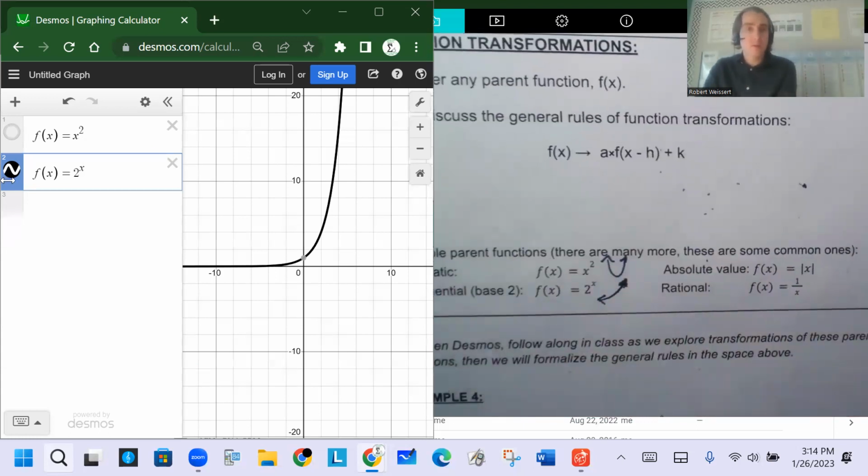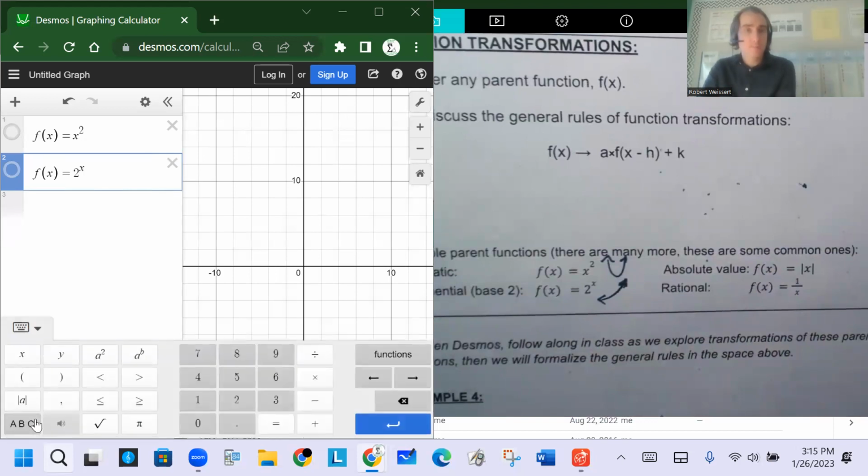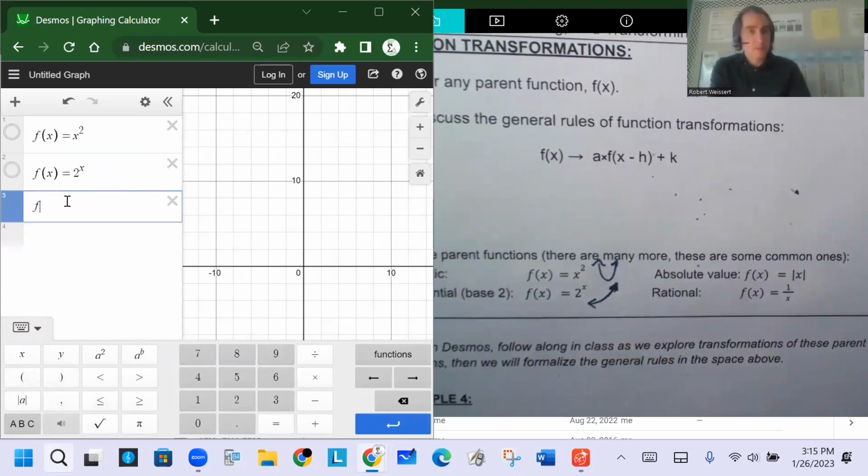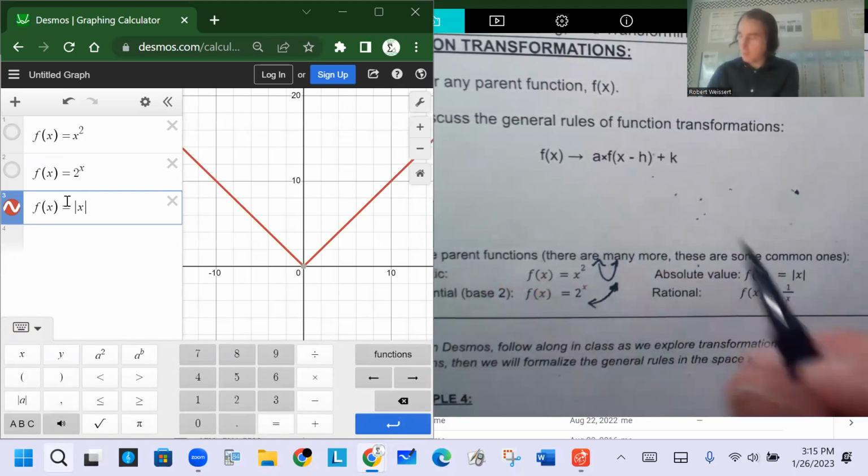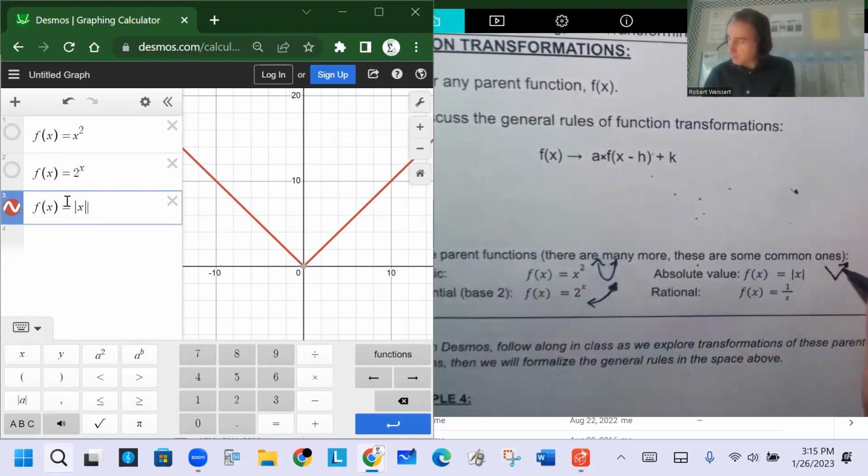Absolute value, you can get the absolute value function by going down here or going on your keyboard and finding that vertical line. Absolute value is here. So if I do f of x equals absolute value of x, that's going to be V-shaped, and that's going to look like this.